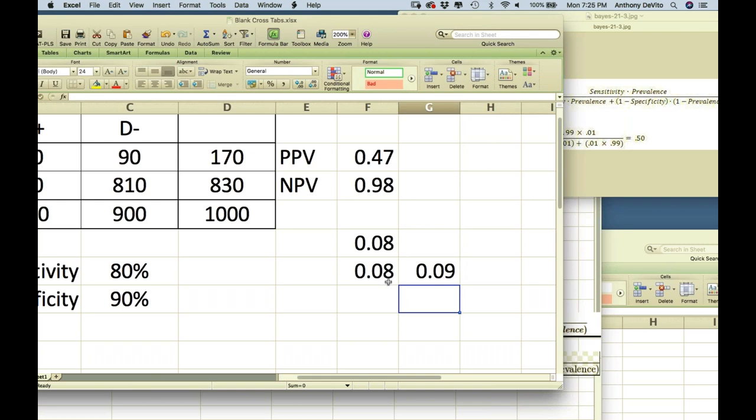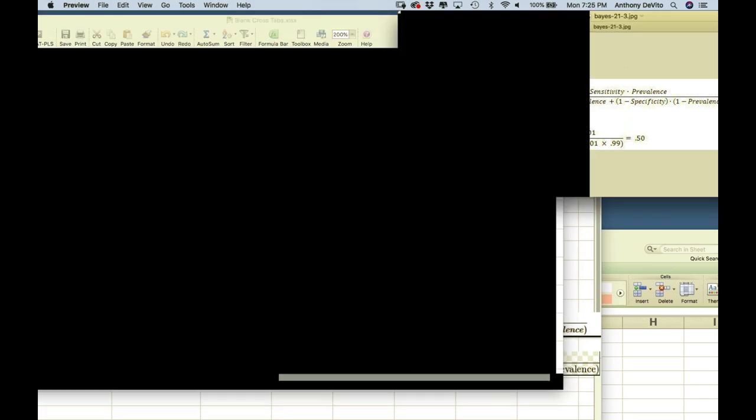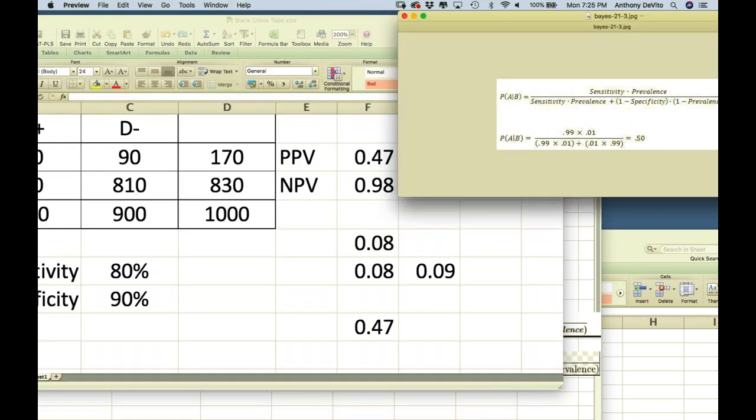So now I add these two together and put that in the denominator and put this in the numerator and see what I come up with. Equals 0.08 divided by the sum of these two, this plus this. And that's that formula. And I come up with the same positive predictive value. So if you saw this formula on an exam, and I told you the sensitivity and the prevalence, you would be able to calculate the positive predictive value.